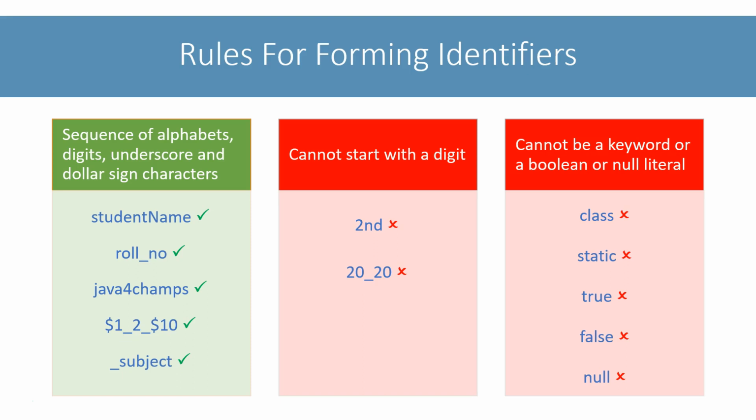As per the third rule, an identifier must not be a keyword or a boolean or null literal. We haven't talked about keywords and literals yet. This rule will become clear after we discuss them. For now, just keep in mind that keywords, boolean literals and the null literal can't be used as identifiers. The examples shown under this rule are invalid because class and static are keywords, true and false are boolean literals, while null is the null literal.